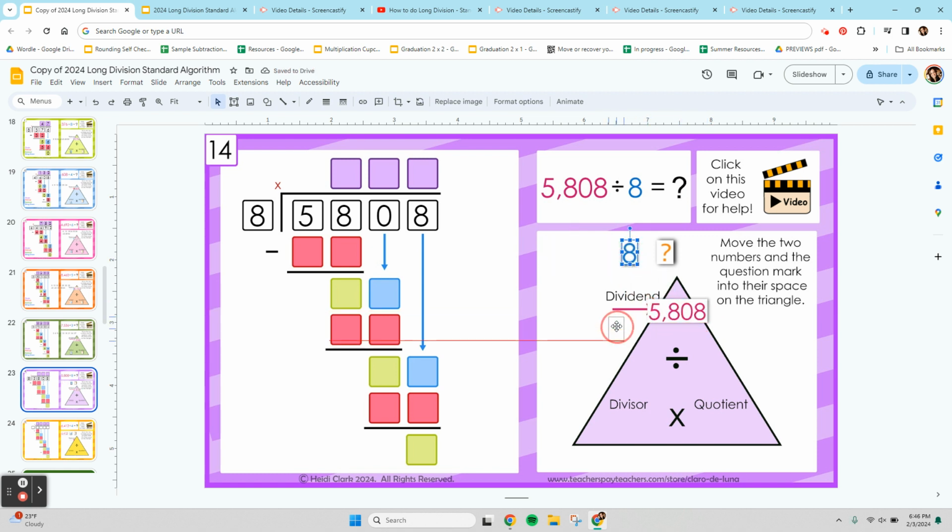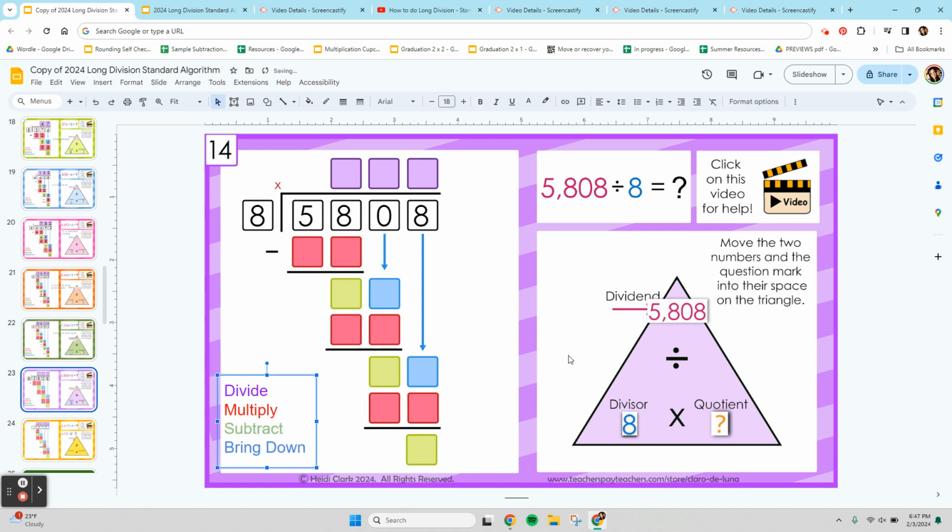5,808 is our dividend. So imagine you had 5,808 pieces of candy and you're splitting them up among 8 friends. And so the question is, how many are you going to get? How many is each person going to get? And you could go one for you, one for you, one for you, and divide that up, but we have an algorithm that makes it easier to do so.